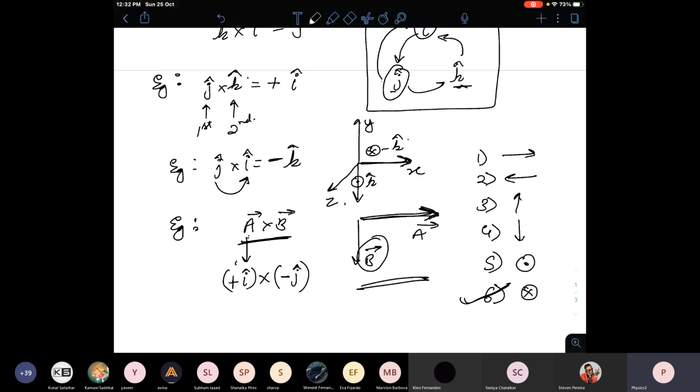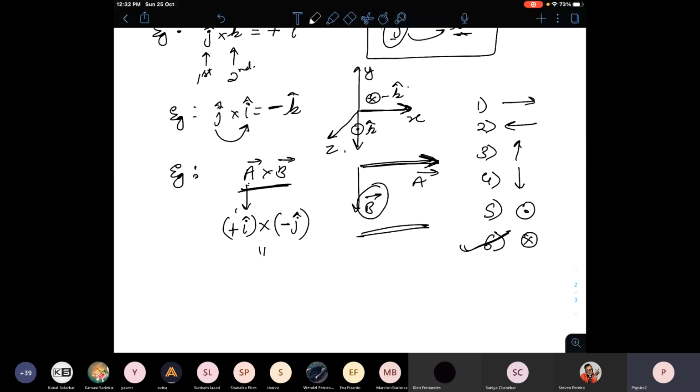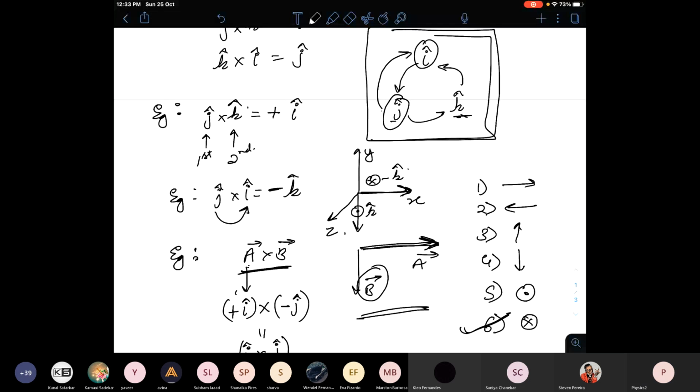Now do what? You can take the minus sign out, take the plus sign out. So you will have plus into minus, minus I cap cross J cap. I cap cross J cap can be calculated from this circle. From this circle, calculate I cap cross J cap. It will be directly K cap. You can see that. Because I cap is this, J cap is this, K cap is the remaining vector. That should be the answer.